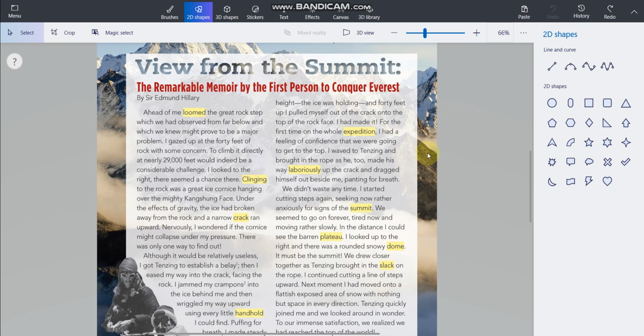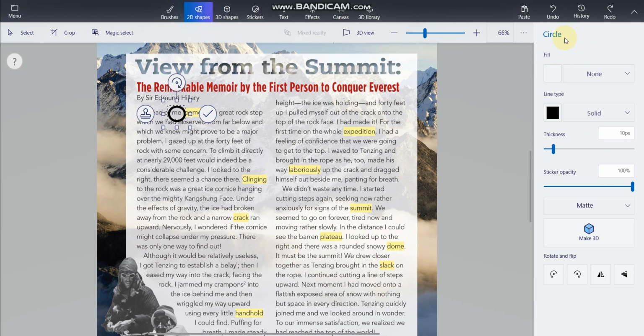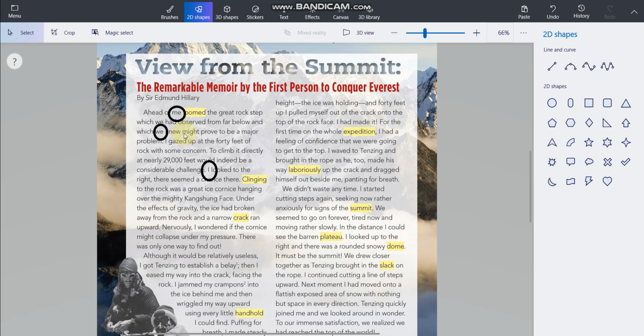How about this story, View from the Summit? Which point of view do you think the narrator has used? Well, let's look for some clues. Over here, we have the pronoun me. We have another pronoun like we and I.